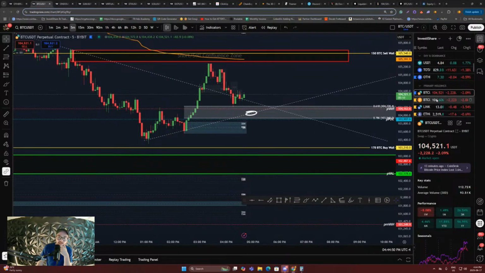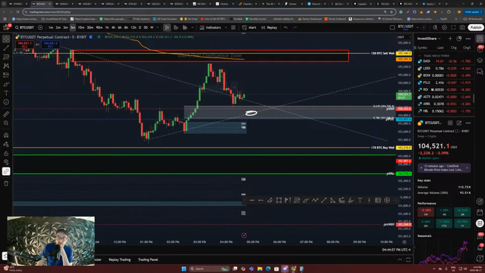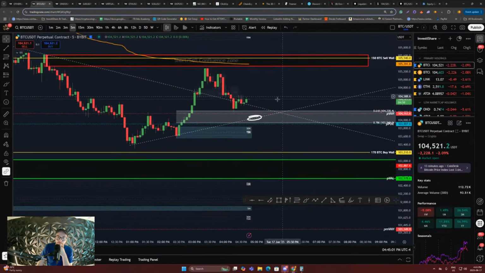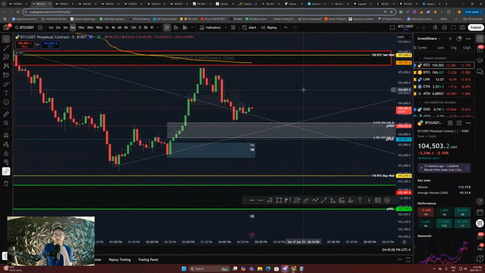And the AI tokens, like look at Virtual, look at FET, AR. Link is not the only moneymaker out there. And you don't have to dive into the meme coins to get rich. That's how you get destroyed.